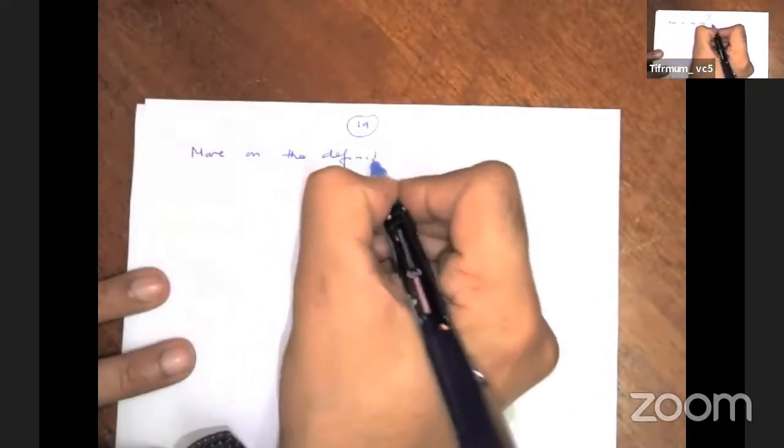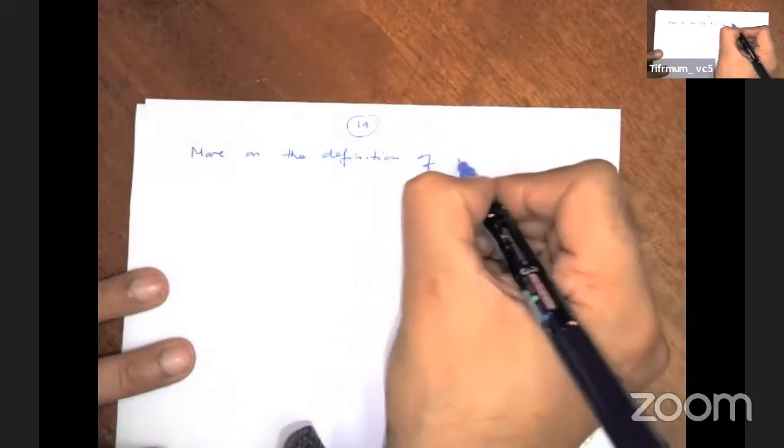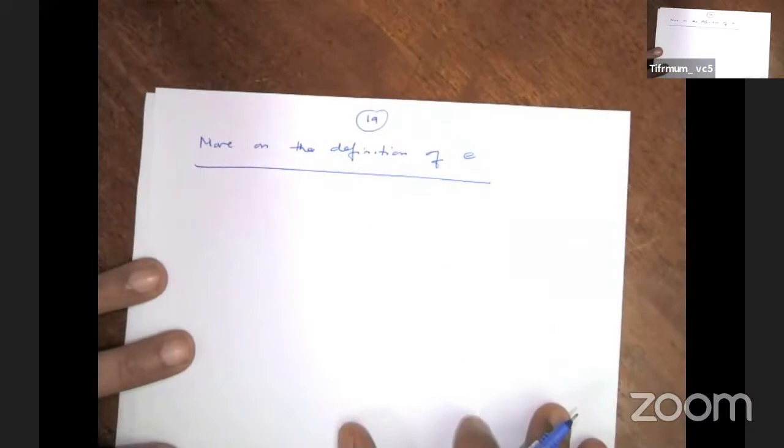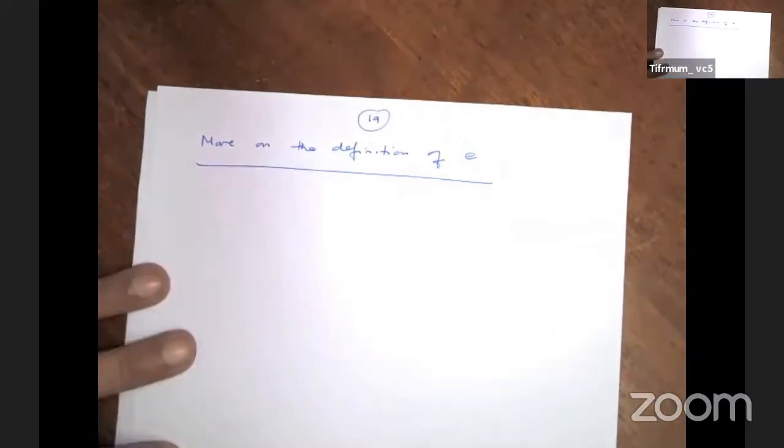What is the page number? 19. More on the definition of e. The idempotent e. So let's start very, very slowly. Let's go to the classical world of just not Λ-modules, but just O-modules, and even not just O-modules. Let's look at the very simple setup.